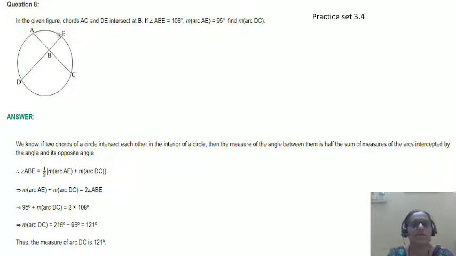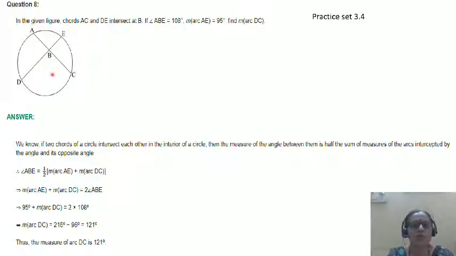Question number 8. In the given figure, chord AC and chord DE intersect at point B. B is inside the circle. Angle ABE is 108 degrees. Measure of arc AE is 95 degrees. Find the measure of arc DC. Right? Now you know that for chords of the circle intersecting inside the circle, the measure of the angle between them is half the sum of the measures of the arcs intercepted by the angle and its opposite angle. So now the measure of angle ABE is half the measure of arc AE plus half the measure of arc DC.